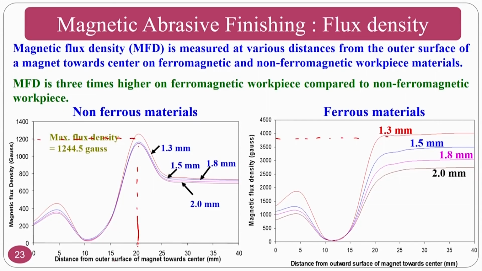The distance is from the outer surface towards the magnetic center. So, you can see the maximum flux density is achieved in the ferromagnetic material, that means the magnetic material. That means the field strength is very high. Even though the surface is very rough or slightly higher side, you can do the finishing operation.